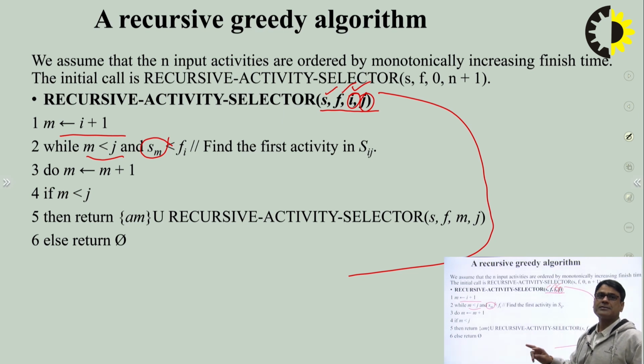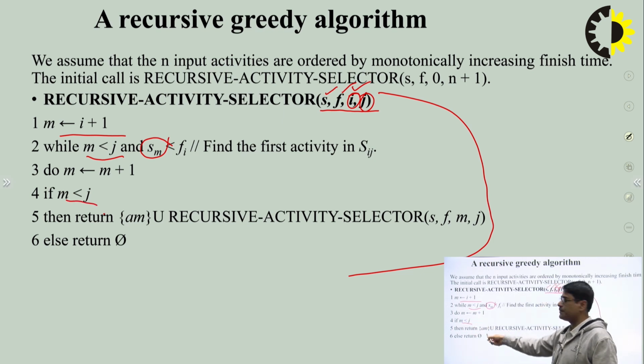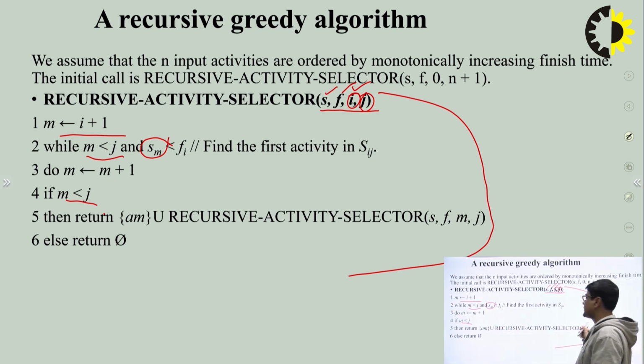Now one activity has been selected. If m is less than j, we have to follow this for the next activities. Then return: if m is less than j, for the second activity, m plus 1 is there. The activity index must be less than the total activities. Definitely if it is less than the total activities, then return am, meaning the particular item, union the recursive activity selector.